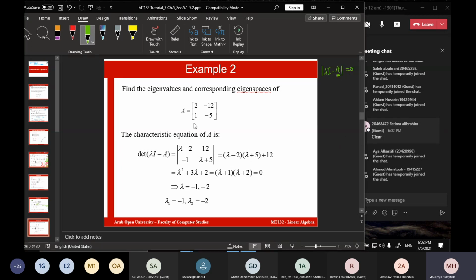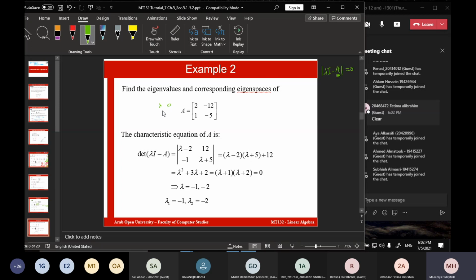So you do the same. For this one, you take lambda I, a 2 by 2 matrix with lambda, 0, 0, lambda, and then you subtract this minus this, and then evaluate the determinant. When we subtract, we have lambda minus 2, and 0 minus minus 12, so it is 12, correct? And 0 minus 1, so it is minus 1, and then lambda minus minus 5, that is lambda plus 5. So this determinant should equal 0.